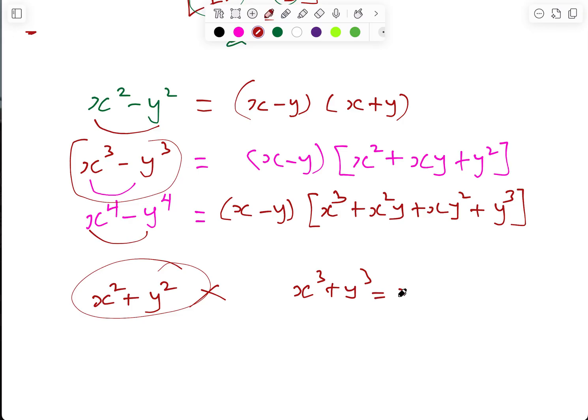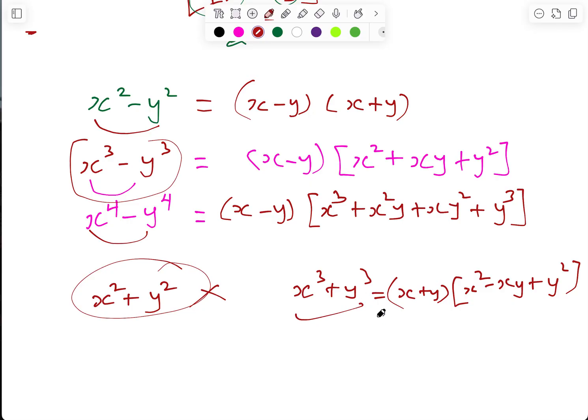So you have x plus y will be a factor. So in this parenthesis now, you have what? X to the power of 2. But this time around, it will not be plus xy. It will be minus xy and plus y squared.